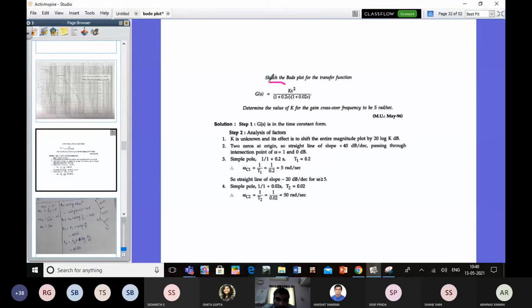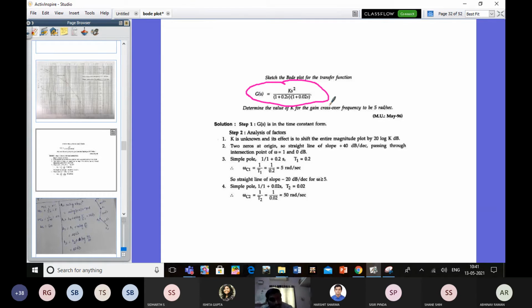Convert this transfer function into time constant form. Is it in time constant form or non-time constant form? It is in time constant form, so take it as such. So we have k into s square divided by (1 plus 0.2s) into (1 plus 0.02s). So find its corner frequencies.